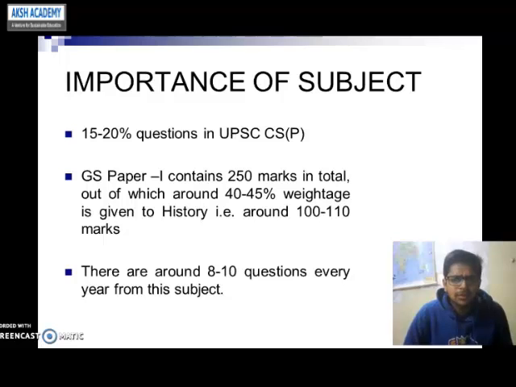First, just look at the importance of the subject. In prelims examination, it covers approximately 15 to 20 questions, and in main examination, it is covered under General Studies Paper 1, which is of total 250 marks, and around 40 to 45% weightage is given to history. That is around 100 to 110 marks. And if we talk about the number of questions, then every year we have around 7 or 8 to 10 questions in General Studies Paper 1 from history.